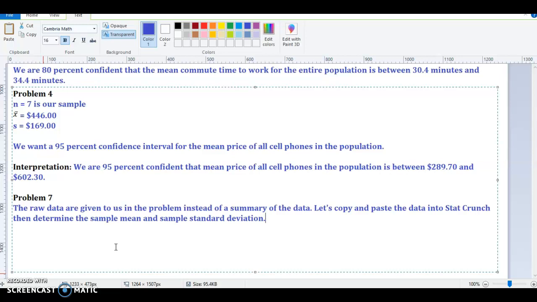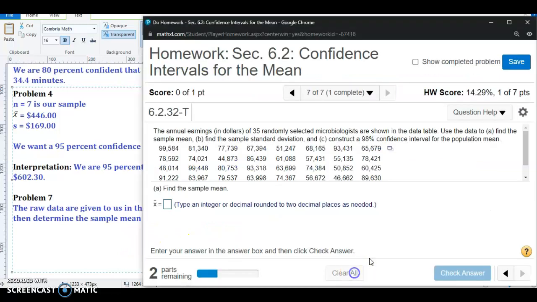Okay, so in this problem, the raw data are given to us instead of a summary of the data. In the previous 2 examples that we did, the one before this one, and the one before that in the other video, each had a summary of the data, the sample size, the sample mean, and the sample standard deviation. But here we're given the actual data values. So we're going to copy and paste the data into StatCrunch, then determine the sample mean and sample standard deviation. That's our first order of business.